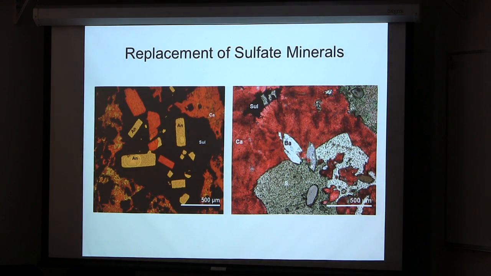We also commonly see the replacement of sulfate minerals in thin section. So on the left, we see these anhydrite block pseudomorphs, and we see this anhydrite being replaced by this red calcium carbonate. And this is preserved in these abundant black sulfide minerals. And then on the right, we see this lenticular gypsum pseudomorph being replaced by barite.